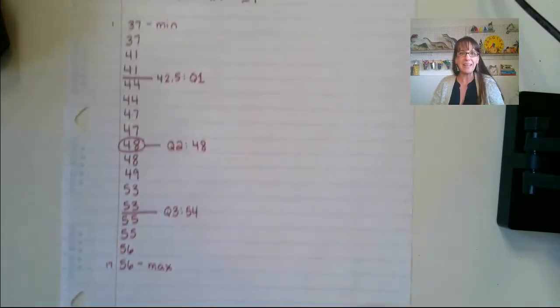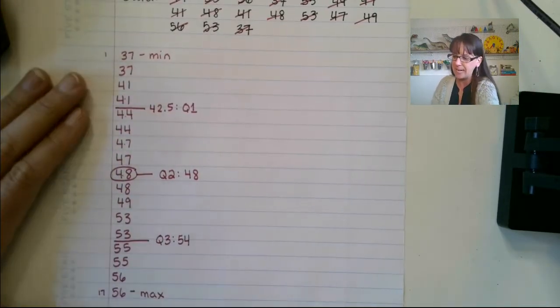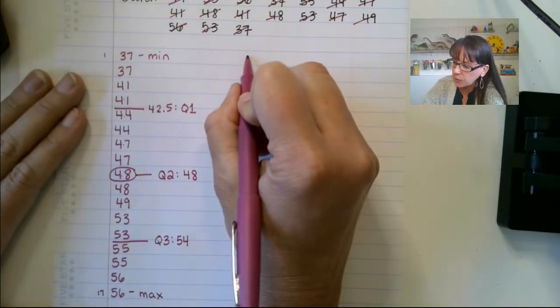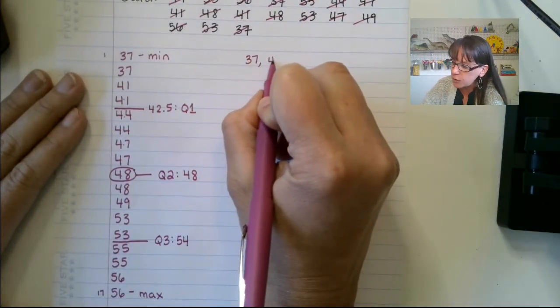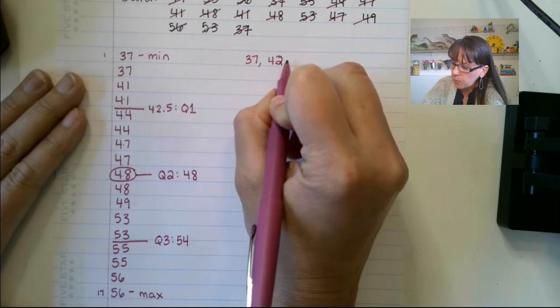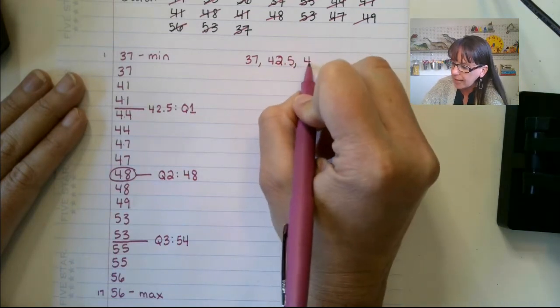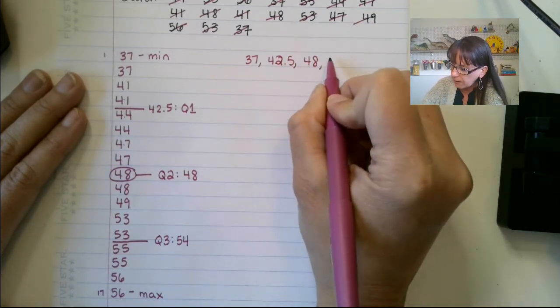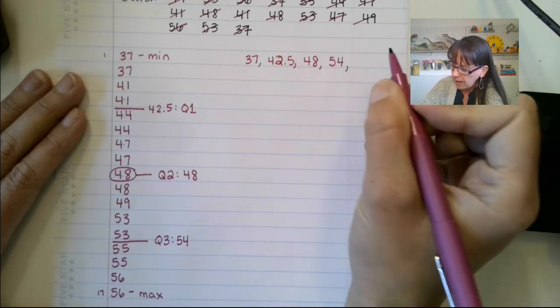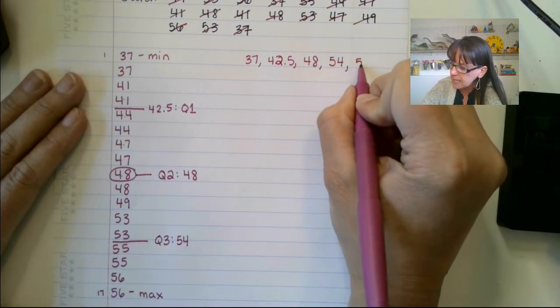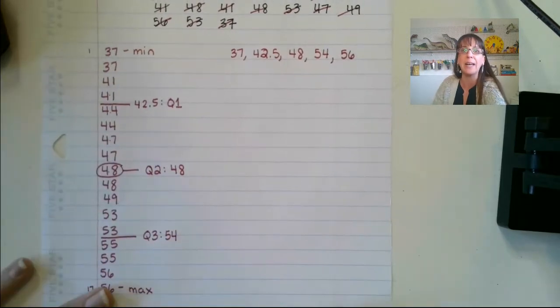So if you look at that now, we have our 5 points of data. Our first one is 37. Our second one is 42.5. Our third is 48. And our fourth is 54. And our fifth is 56. Okay, now 2 things.